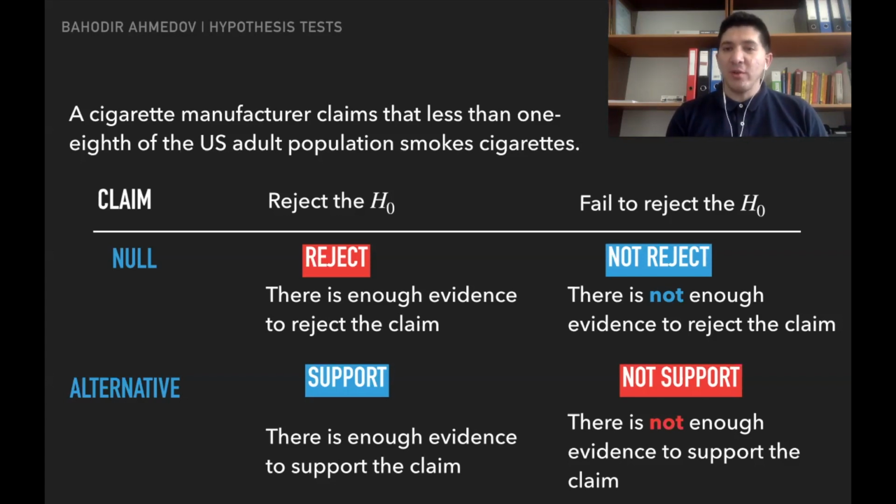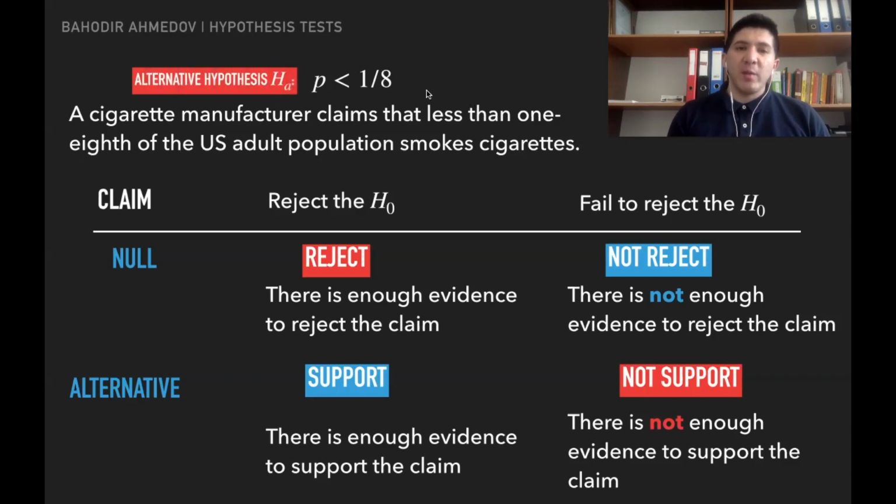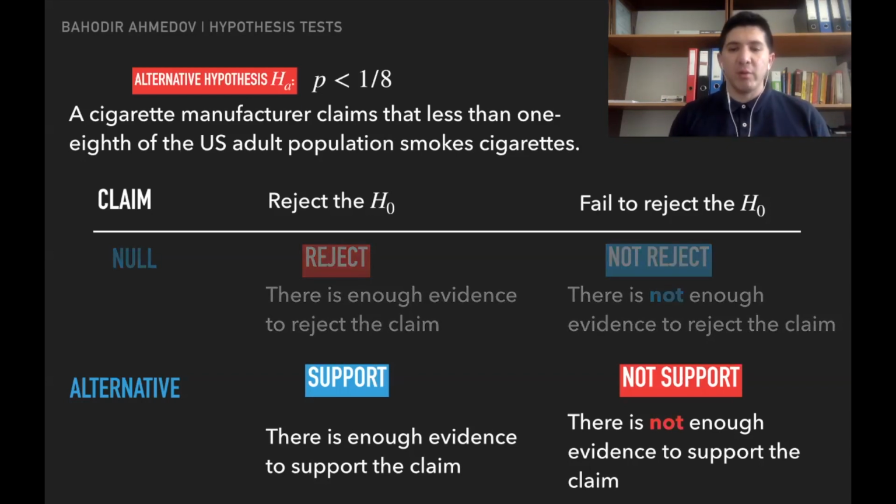So we first of all need to write down this claim as a mathematical sentence, right? So it means that the proportion is less than 1.8. What kind of hypothesis is it? So this is the alternative hypothesis because it doesn't have the equality sign, right? So in this table, we actually need to look at the second row, right? Because our hypothesis is the alternative hypothesis, and we need to make the conclusion about the alternative hypothesis.